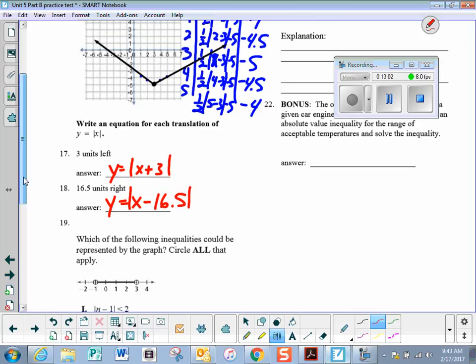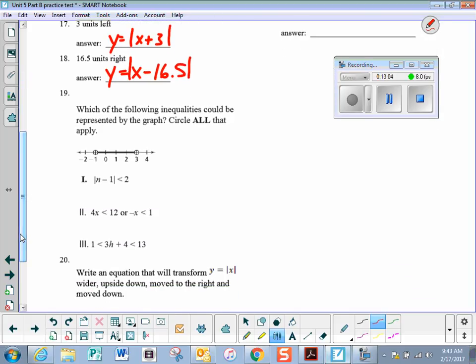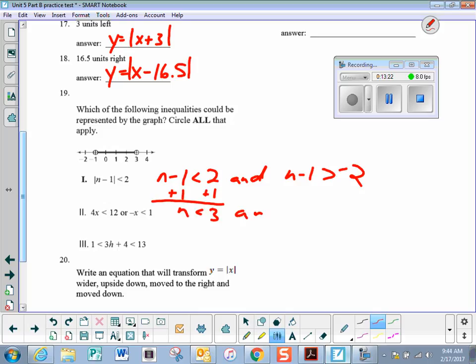And which of these following inequalities? This one threw some of you guys a little bit. This first one. This will be n minus 1 is less than 2 and n minus 1 is greater than negative 2. What do I get? n is less than 3 and n is greater than negative 1. Well, what does that look like? That.